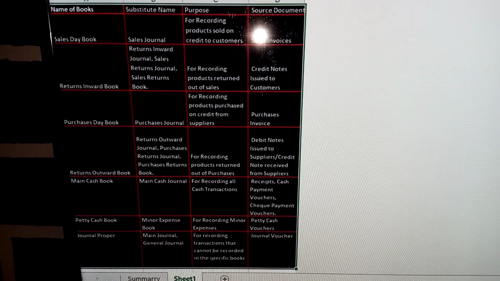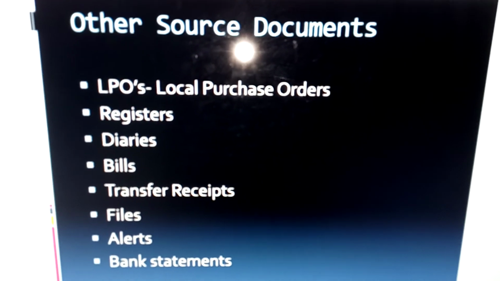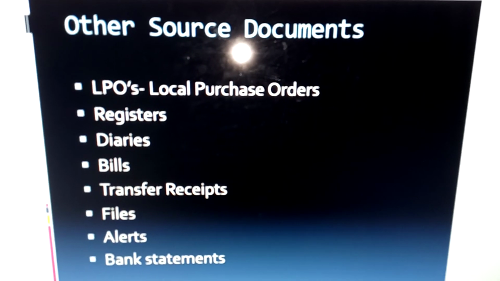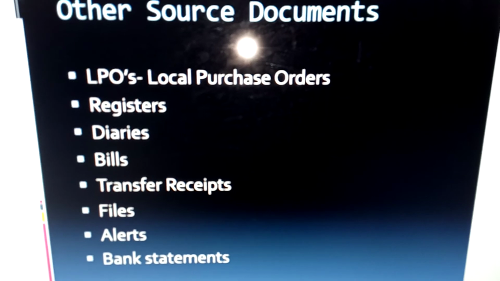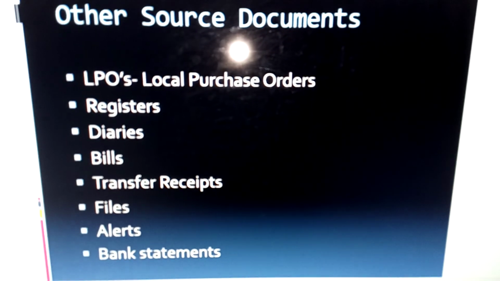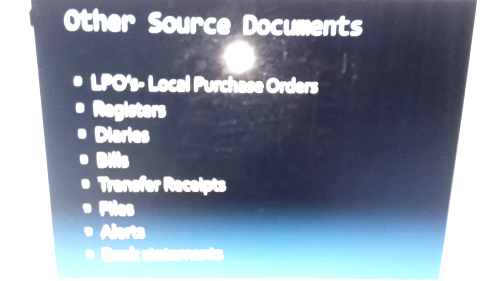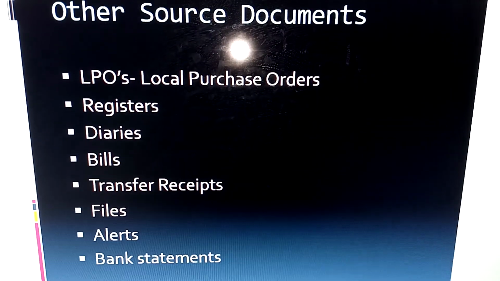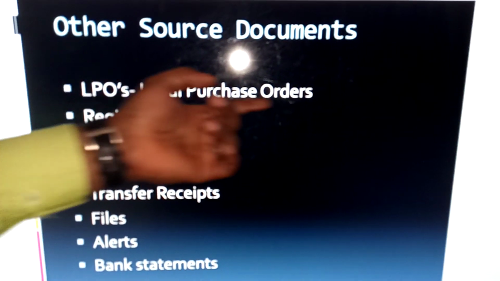Prepare. Now, having explained the source documents for preparing books of account, there are other source documents that you can get as much information from as you want. Not necessarily for books of account, but depending on the organization, you can have other source documents to get information for preparing some records. For instance, LPOs. LPOs are called local purchase orders.